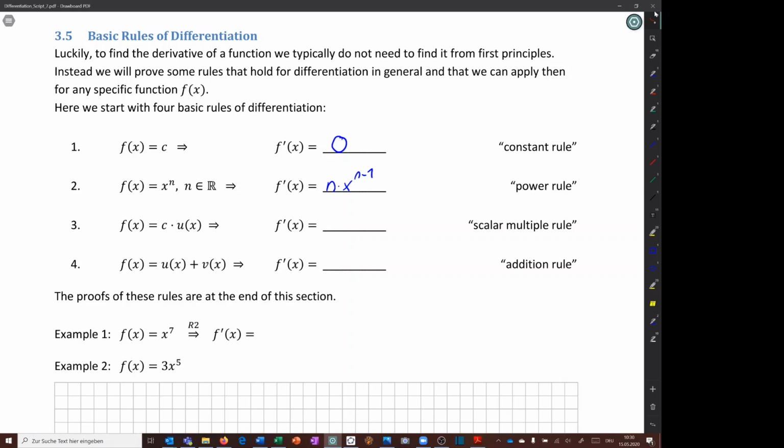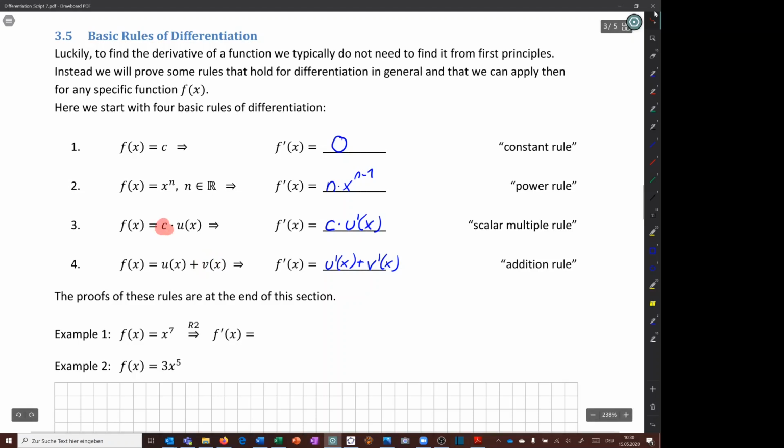That's it. Third rule, if I have a function f of x that is c times another function, so a constant times another function, the result is very intuitive, just a constant times the derivative of the other function. And if a function is the sum of two functions, then the derivative of the function f is just the sum of the two derivatives. This means I can just take each function by itself. I look at u of x, I take the derivative, I look at v of x, I take the derivative, and I add the two.